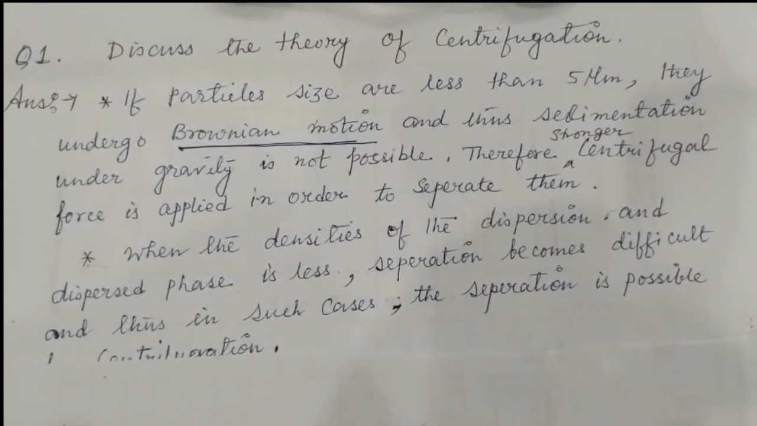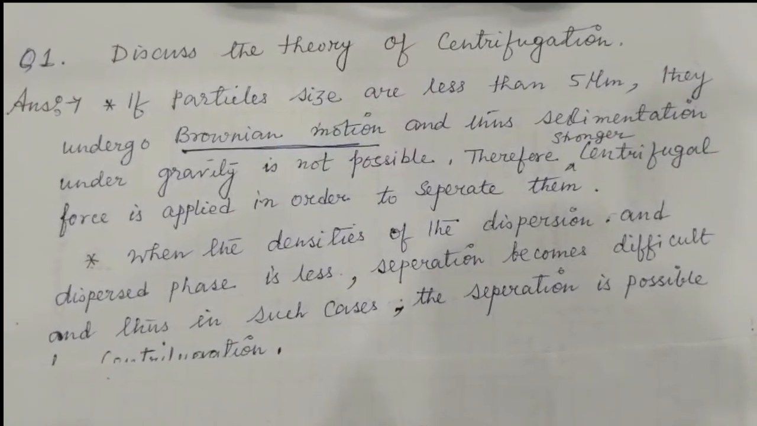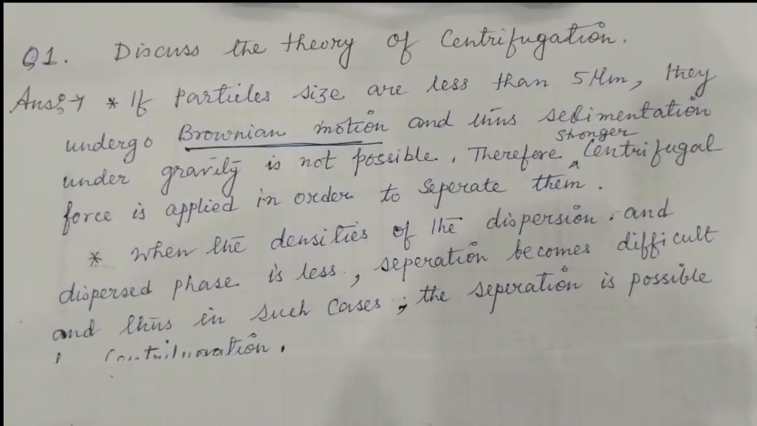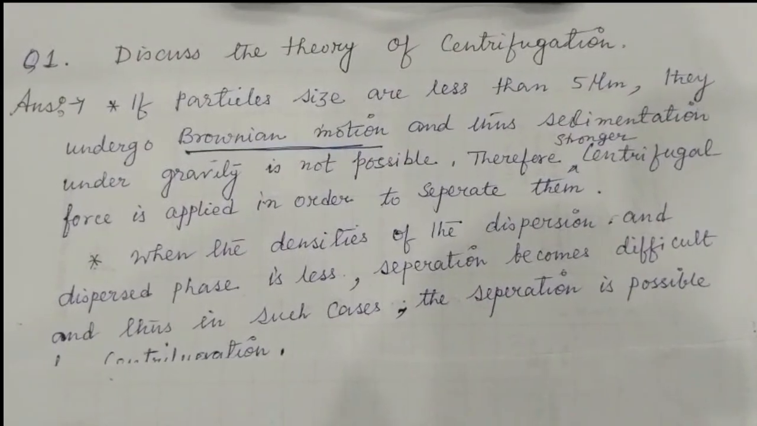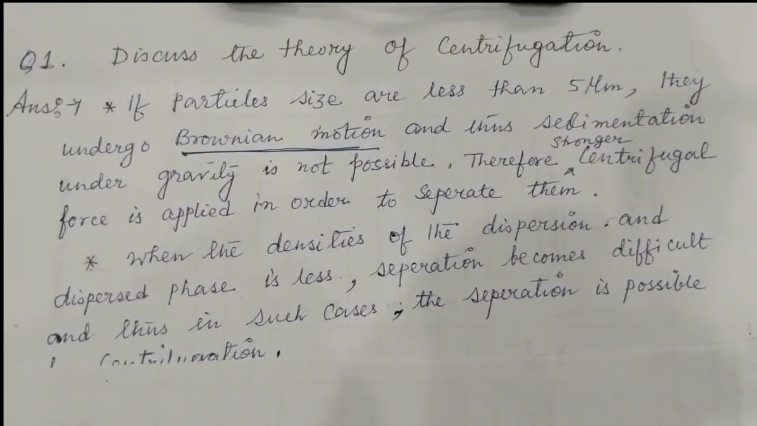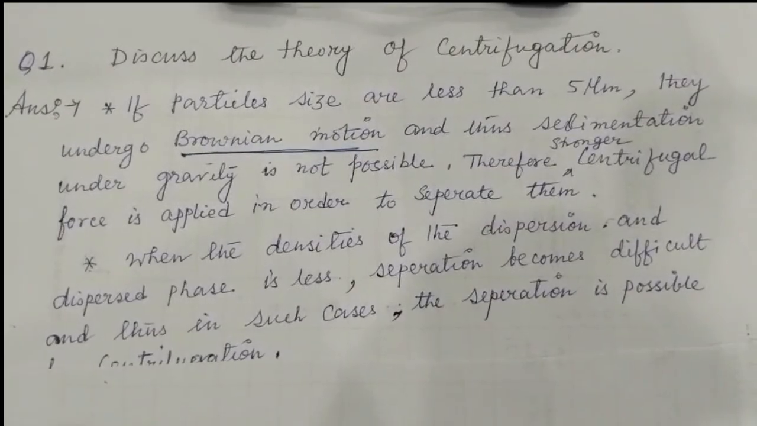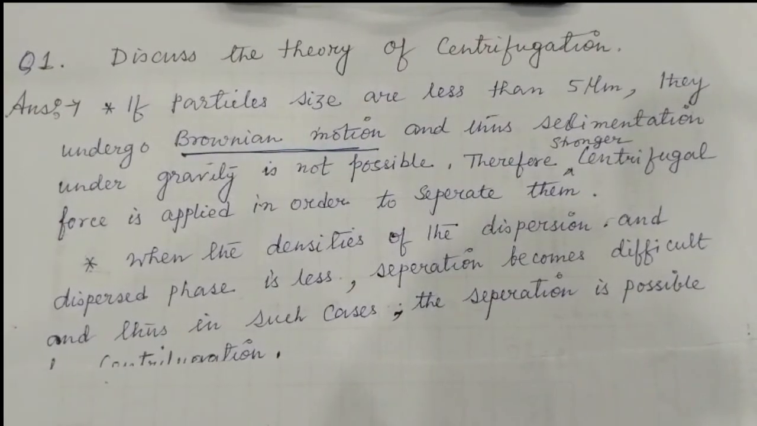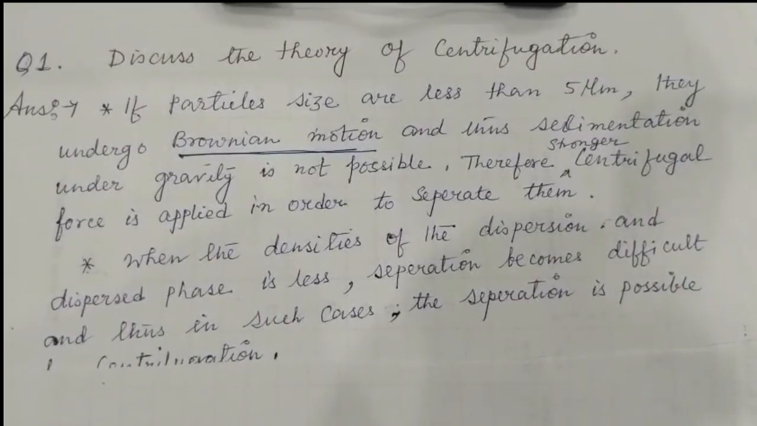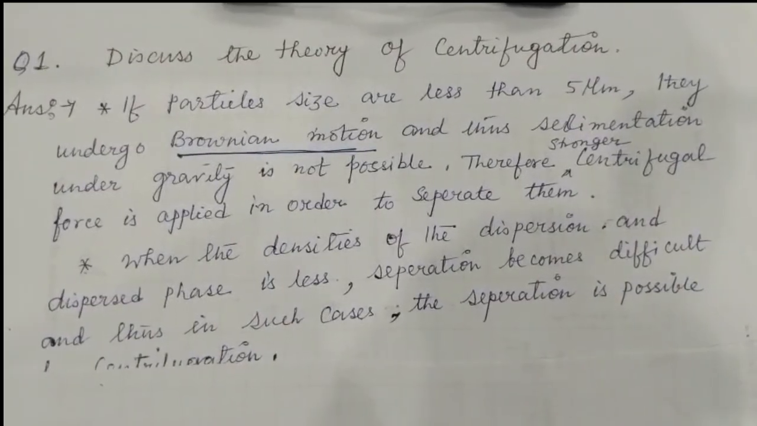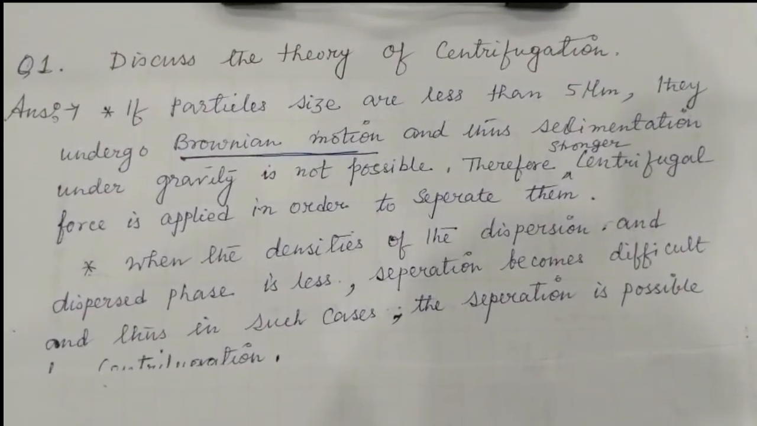The theory of centrifugation. If particle sizes are less than 5 microns, they undergo Brownian motion, and thus sedimentation under gravity is not possible. Therefore, a stronger centrifugal force is applied in order to separate them.